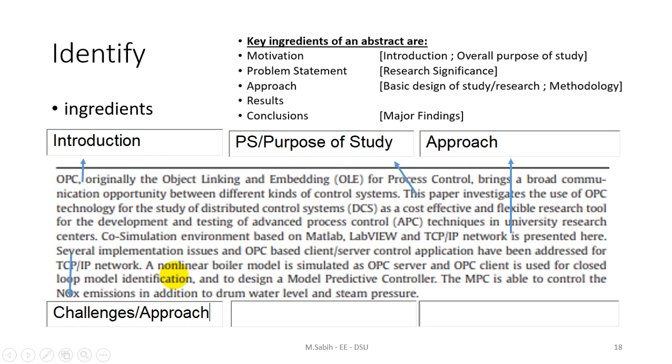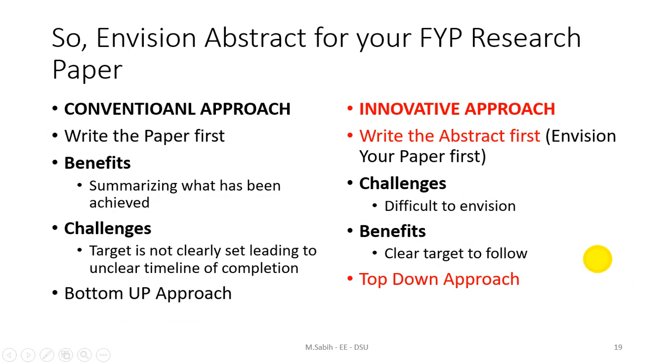And the next thing is: a nonlinear boiler model is simulated as OPC server, and OPC client is used for closed loop model identification and to design an MPC, model predictive control. A nonlinear boiler is simulated. So what about this one? This is also the approach. And the final one is: the MPC is able to control the NOx emissions in addition to the drum water level and the steam pressure. Of course this is the result. So this was the result.